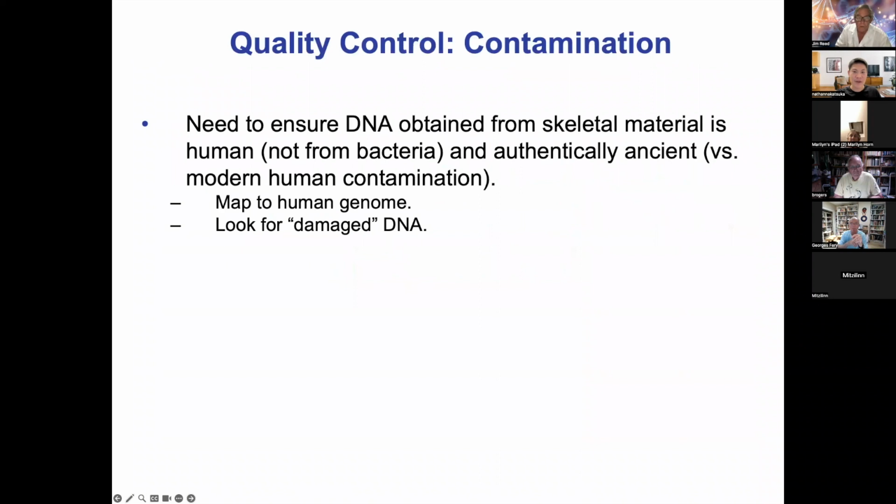So there are very important quality control steps for this process, but one of the most important ones is reducing contamination. So you need to ensure that the DNA is human and not bacterial, and also that it is ancient and not from modern human contamination. To ensure it is human, we map the DNA sequences to the human genome. And to ensure that the DNA is ancient, we look for DNA with characteristic damage.